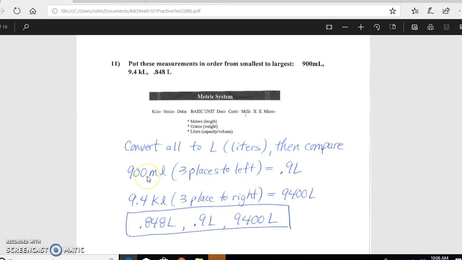So here's my decimal point. I move it 3 places to the left, 1, 2, 3, and it ends up in front of the 9. 900 milliliters is equal to 0.9 liters.